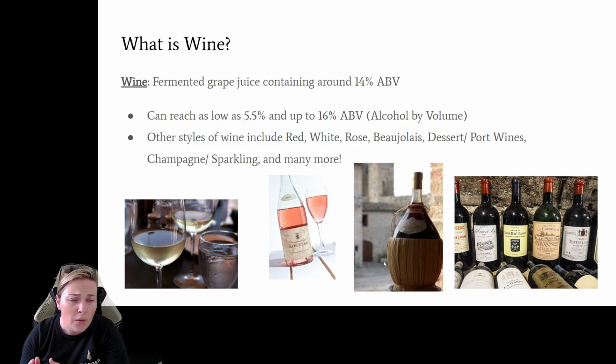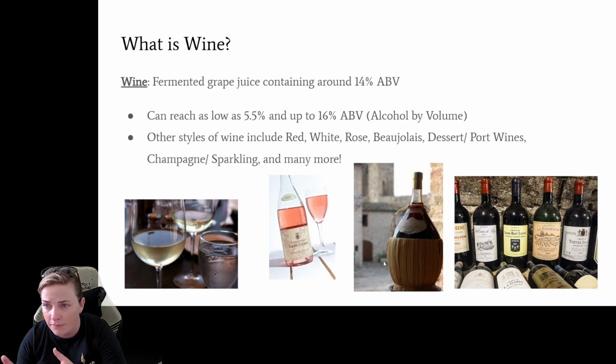Okay, so what is wine exactly, right? If you come from backgrounds where you've been exposed to people making homebrew and stuff like that, you might have heard of apple wine or blackberry wine or elderflower wine. Traditionally, wine is fermented grape juice, but another classification of a fruit wine would be that it's around 14% alcohol by volume, or ABV, right? So it just depends on the product.